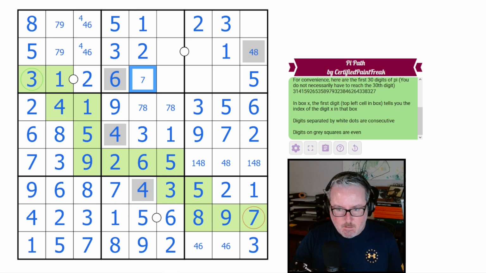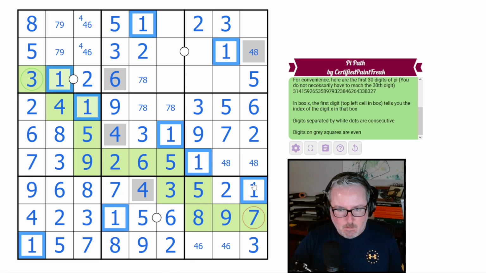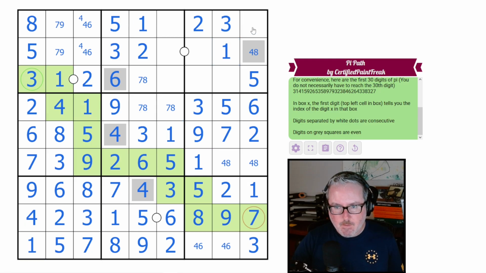7, 8. And this is not 1, so this is. Is that all the ones? It appears to be. This is a given digit now. It is 9, which is going to give us the 7 and the 9. This is 4 or 6, and it can't be 6, so it's 4.